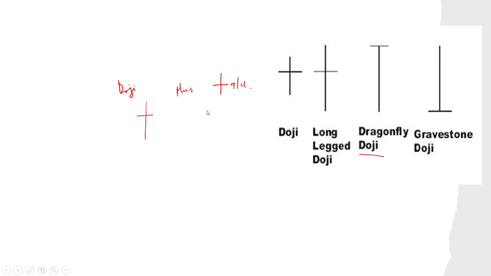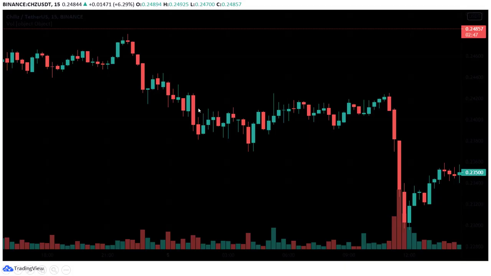Let's take, for example, the way they look in the chart. If you look at this chart, this is a Doji, this is a Doji, this is another one, and another one, and another one. According to what we explained earlier, we cannot consider this one a long-legged Doji, because the wick at the top is not as long as the one below. So we can just consider this as a dragonfly.